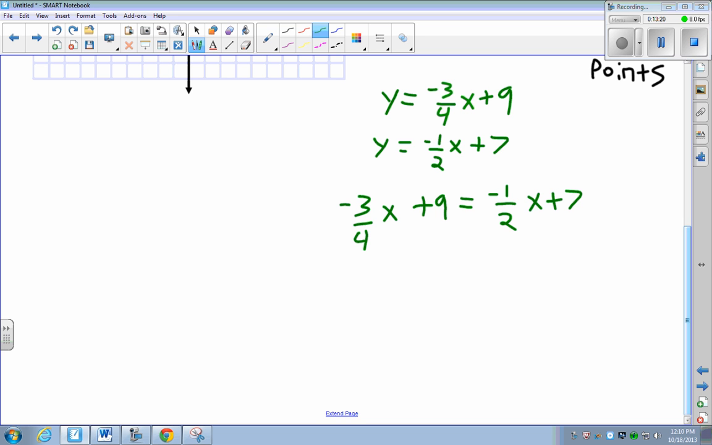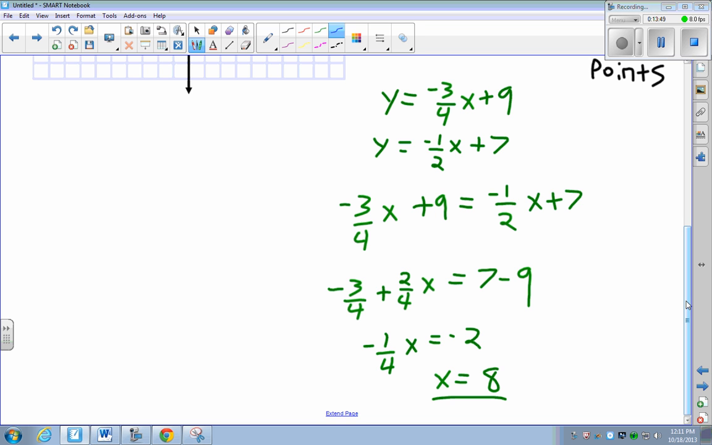Okay, let's solve for x. Get all of the x's on one side and all the other numbers on the other side. Okay, and so I'm going to go ahead and change this 1/2 x to be 2/4. And so we'll get -1/4 x is equal to -2. And so we'll get x is equal to 8.